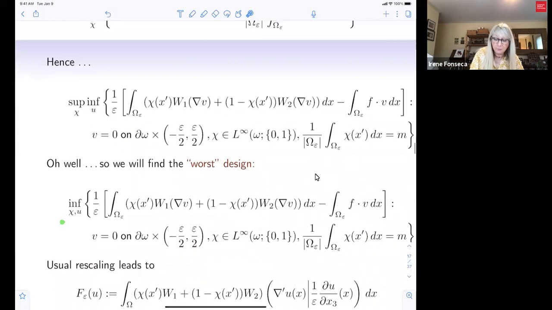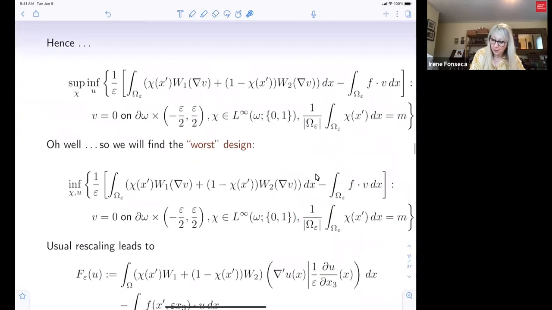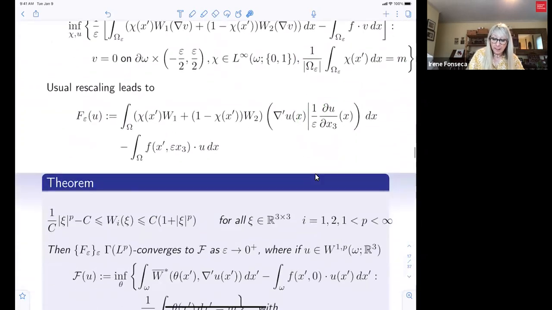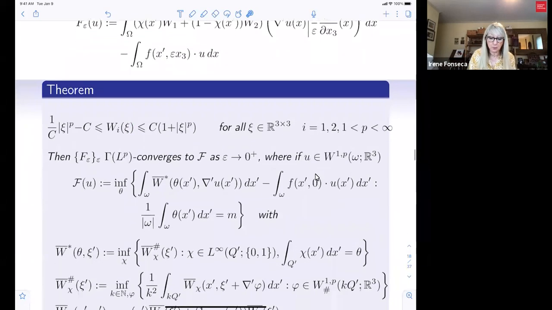And so now you're going to have an inf, both on the design, which is the chi that tells you where you're putting W1s and W2s, plus a deformation, right? So you have an inf now on 2 fields, right? So you're minimizing over all these, with this constraint that I want to have always the same amount of W1s or W2s. Again, you rescale, as you've done before. And no surprise, you get the 1 over epsilon appearing there. And again, we need this growth, okay, for what you've done. And we prove that we have a formula for the gamma limit.